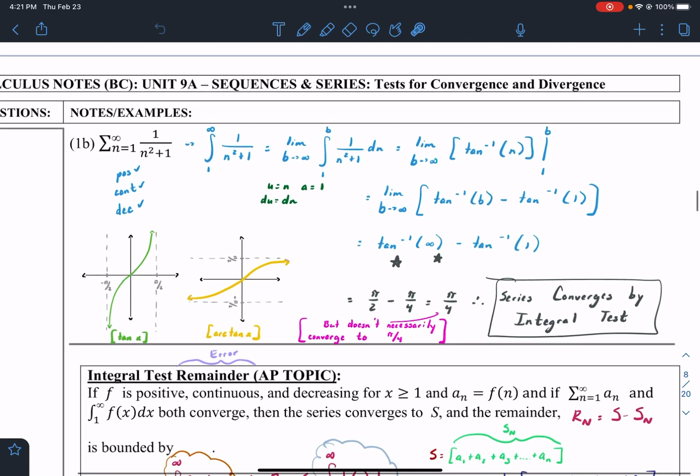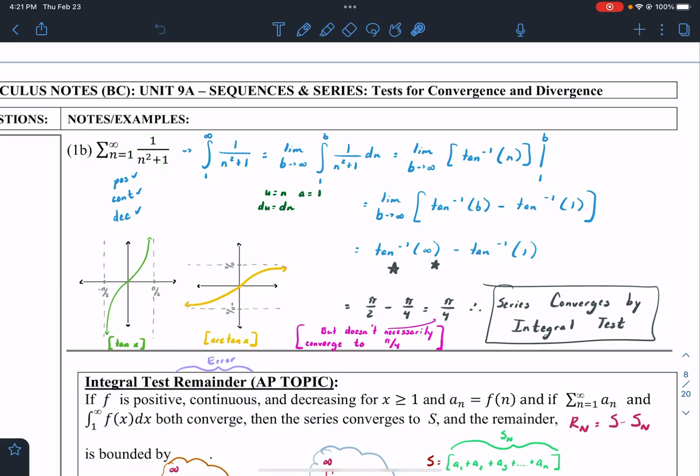This was an example of the series converging: positive, continuous, decreasing. We used arctan for this. And then we ended up with a value because our arctan limits do approach a specific number. So that means that the series converges.